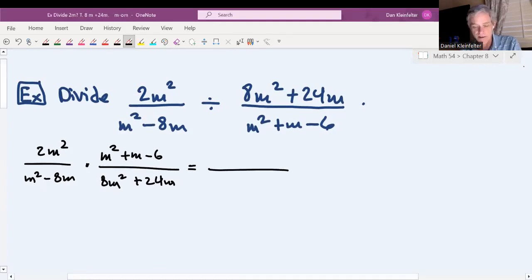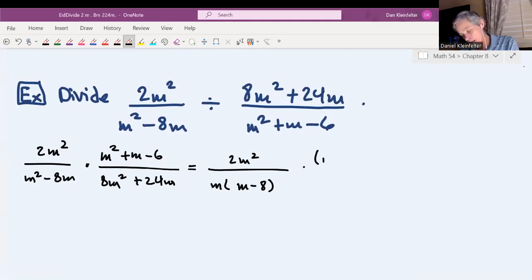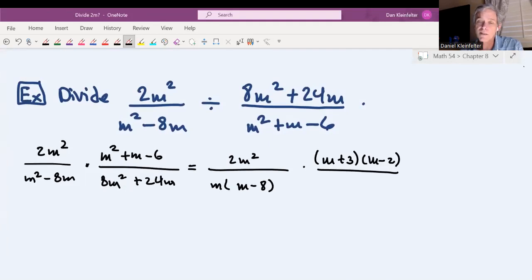Now I'll go through and factor 2m squared in the top. Down below, we have a common factor of m. That leaves behind m minus 8. Up top, we have m squared plus m minus 6. That'll be (m plus 3)(m minus 2). If you're slow at factoring, this is going to take you a long time. So make sure to practice your factoring. So then we're good there.